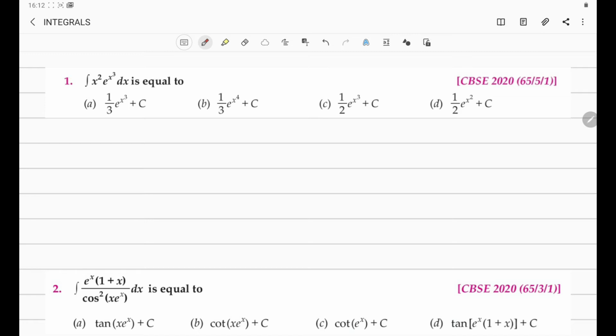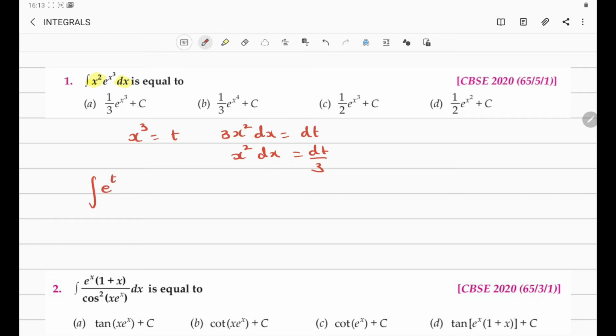Since we have x square into dx, we have to take one power more than this, that is x cube is equal to t. On taking x cube is equal to t, we get 3x square dx is equal to dt, or x square dx is equal to dt by 3. So here we could observe x square and dx, and this x square and dx can be replaced with dt by 3. So we get this as the integrand x square into dx is replaced by dt by 3 and e power x cube is replaced by e to the power of t.